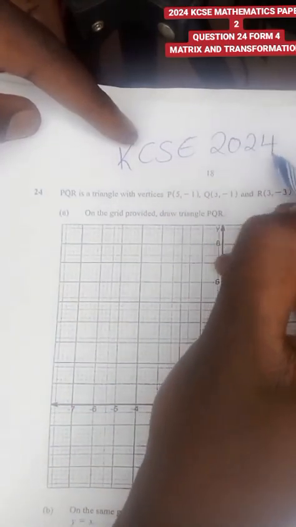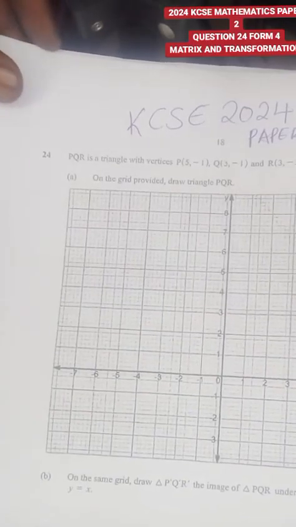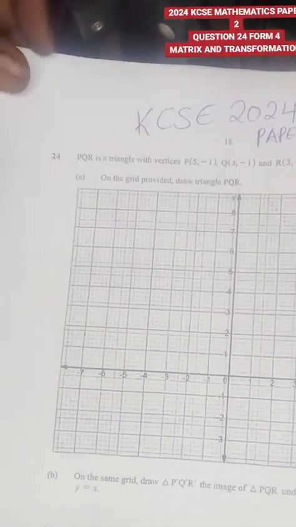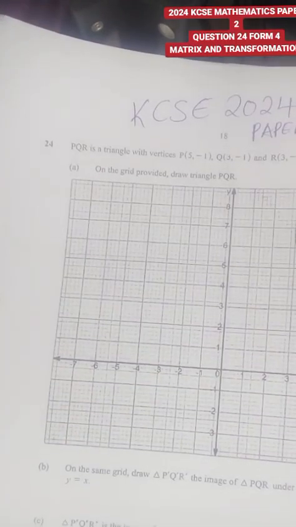2024. Paper 2. This was the last one. It was a topic called, the first topic in Form 4, called matrix and transformations. This topic was set twice, in paper 1 and in paper 2. So let us look at it.